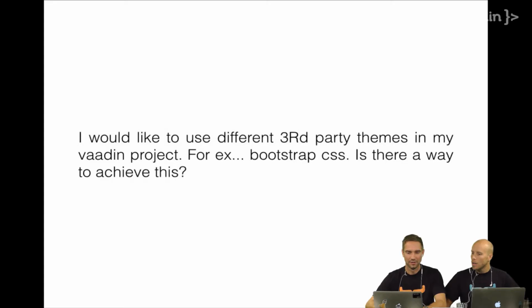Okay, I would like to use different third-party themes in my Vaadin project, for instance, Bootstrap CSS. Is there a way to achieve this? Yes, there is. But of course, Vaadin components have their own selectors and their own class names. So if you want to adapt Bootstrap CSS to your application, you will need to do some manual work, or assign the class names used there to components. But also, you might not have an equal DOM structure, so you will also need to do some other things.